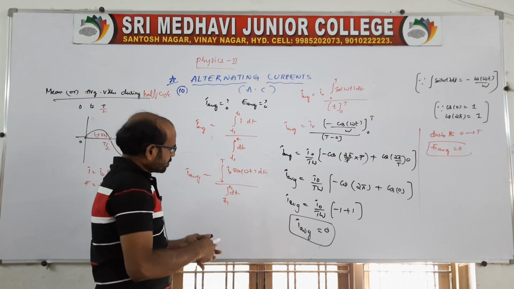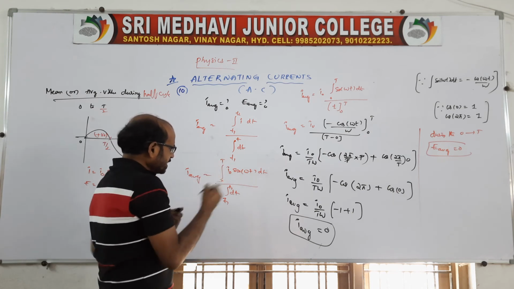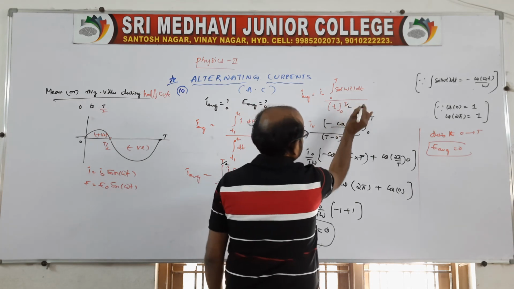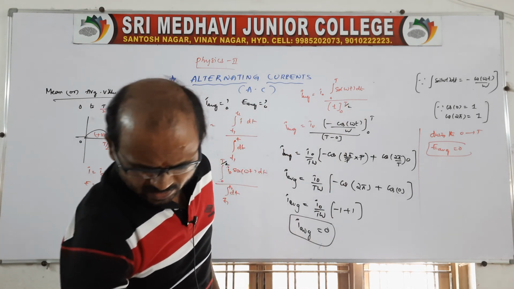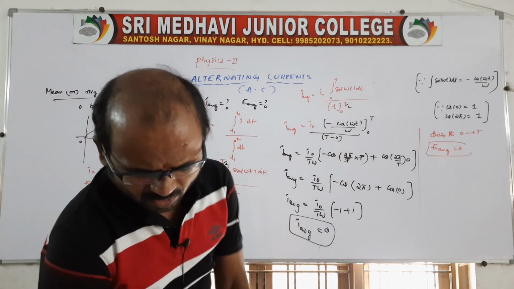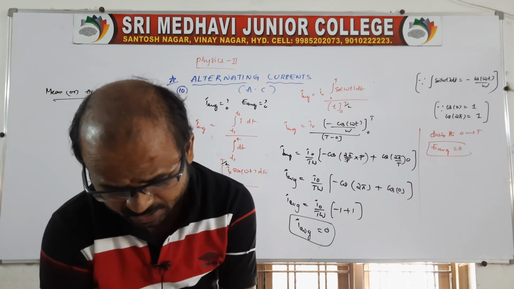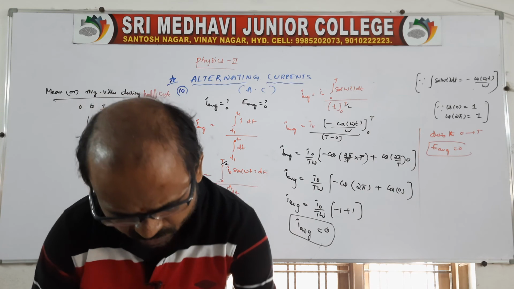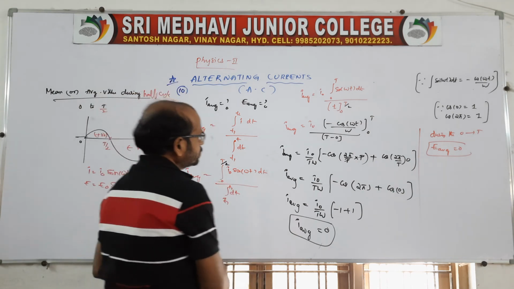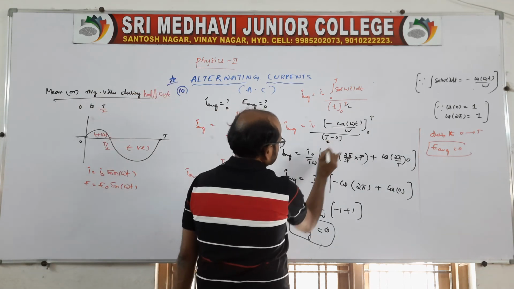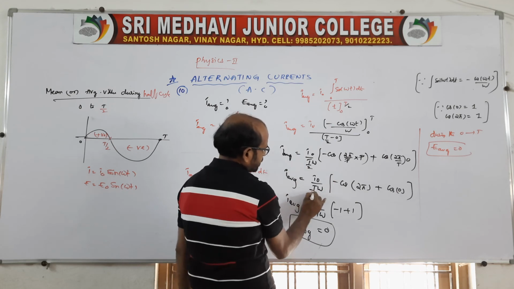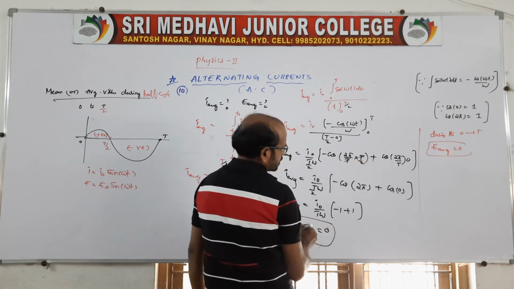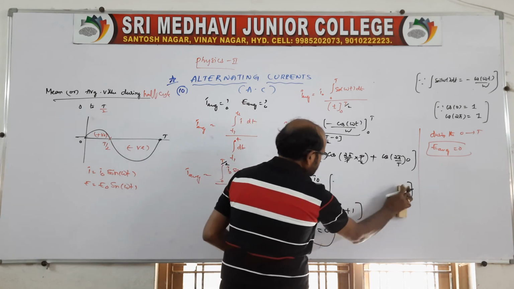Now I am writing, instead of capital T, here you write T by 2, and here also you write capital T by 2. Shall I? So that is where we will get the final answer. Ultimately it changes because the half cycle is being asked. So during the half cycle, let's see what will happen. Here T by 2, here T by 2, T by 2.